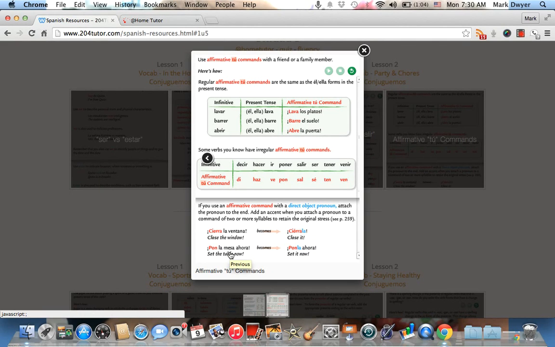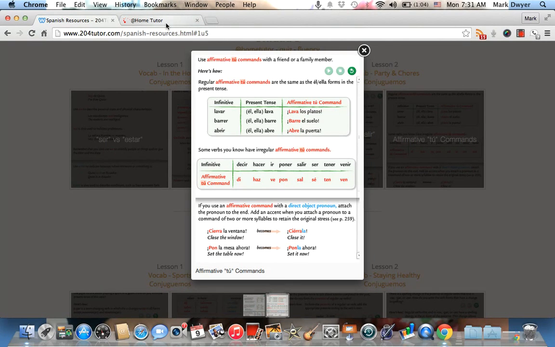If you want someone to set the table, for instance, pon la mesa, or to say set it now, it would be ponla ahora. You'll notice I didn't have to put an accent mark on that O because the rules for pronunciation, stress, and accent marks do not require me to do that, because the second to last syllable is that O, and that's exactly where I want the stress to be. All right, so that's a little bit about accents, or rather commands, and using direct object pronouns at the end.